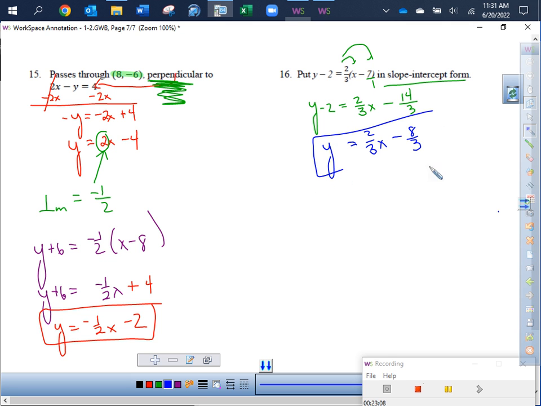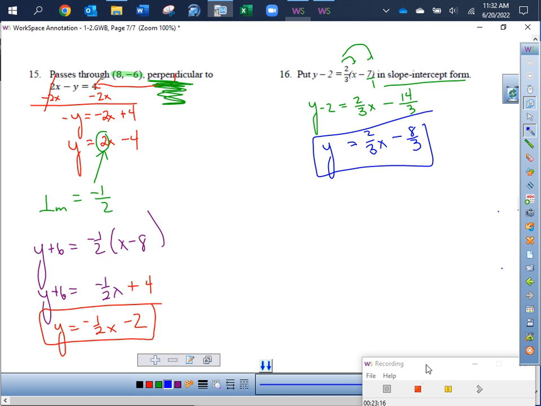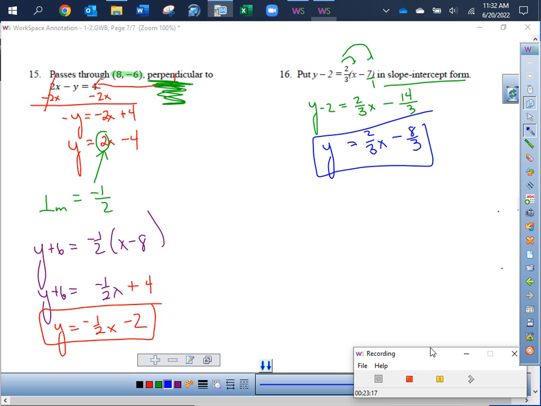And there's our final one. So, yep, when we want to add fractions, we'll let Mr. Calculator do the work for us. That's what they're for. So, cool. All right, that was some old school writing equations of lines.